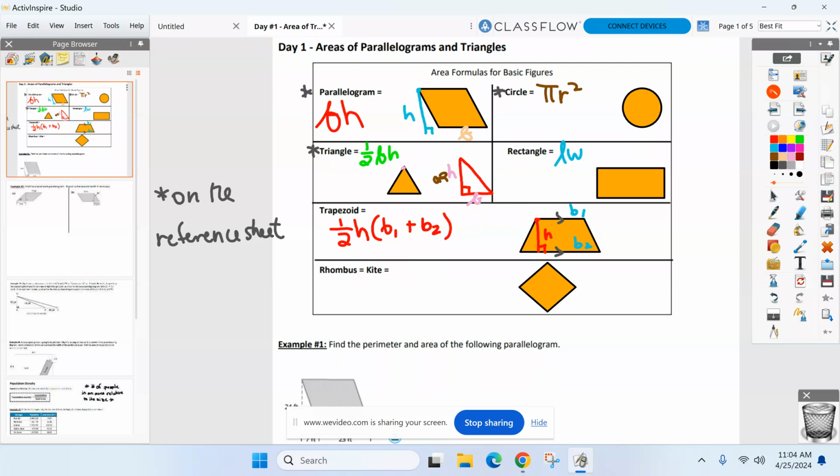And the final figure we'll do here in this unit is a rhombus. I wrote in kite because they have the same formulas, but we actually won't do kite in here. We'll just stick with the rhombus, but same formulas. There's that 1/2 again. I want to see if anybody knows what I mean by the following variables here. D1 times D2.